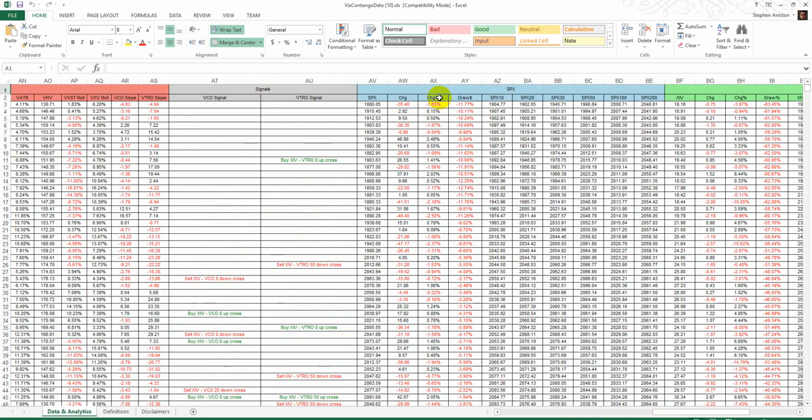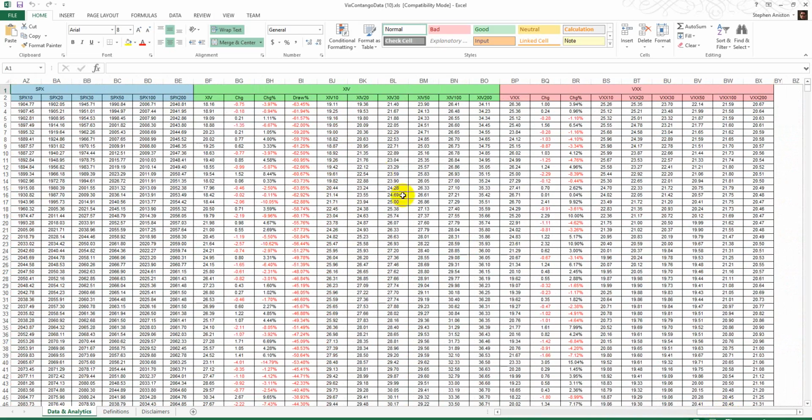We have the SPX, the daily change, the daily percentage change, the drawdown from all-time high, and then the 10-day moving average, 20-day moving average, 30-day moving average, 50, 100, and 200 moving average. And we have similar information for the XAV and for the VXX.